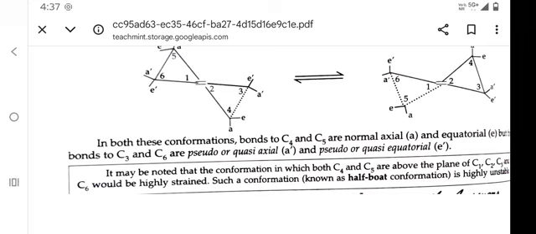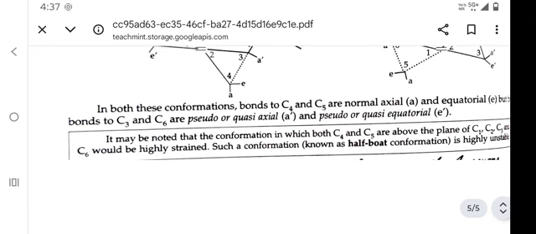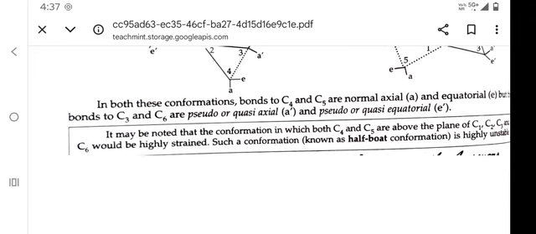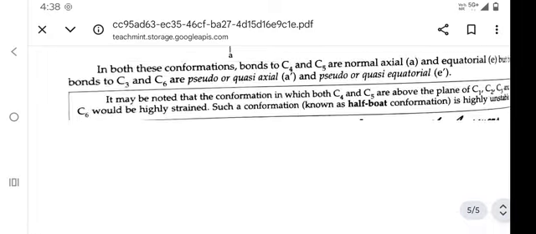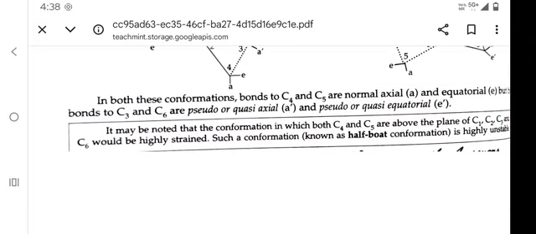In both of these conformations, bonds on C4 and C5 are normal axial and equatorial, but not those on C3 and C6. Bonds on C3 and C6 are pseudo-axial and pseudo-equatorial. It may be noted that the conformation in which both C4 and C5 are above the plane of C1, C2, C3 and C6 would be highly strained, such a conformation known as half-boat conformation. It is highly unstable. Thank you.